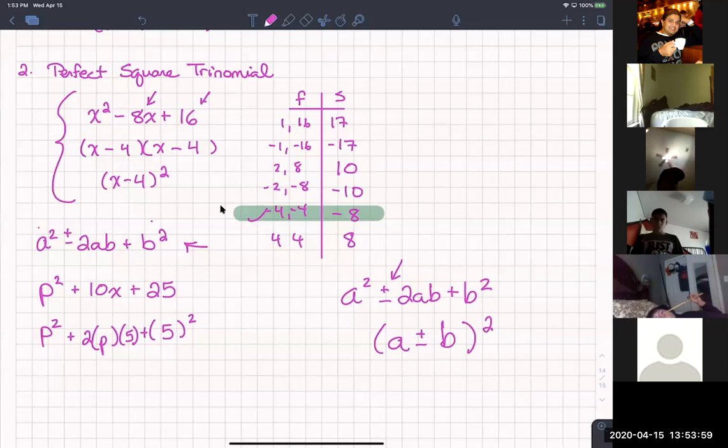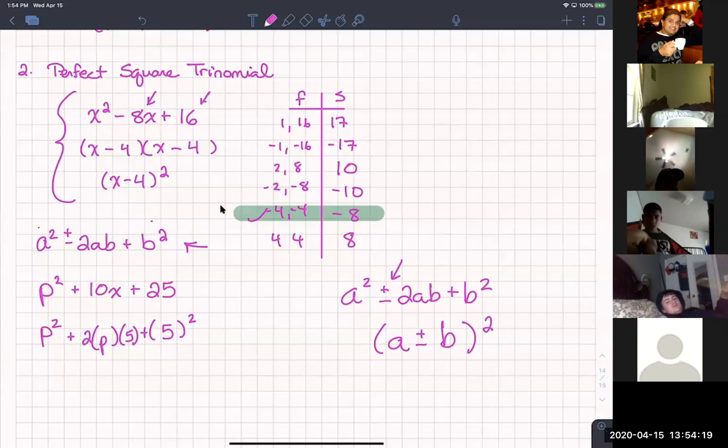So the purpose of this is you need to start looking at your trinomials and being able to tell when you're dealing with a regular trinomial, when you're dealing with a difference of squares, and when you're dealing with a perfect square trinomial.